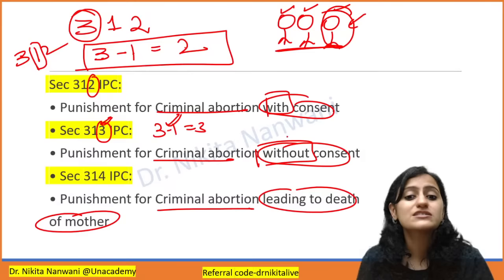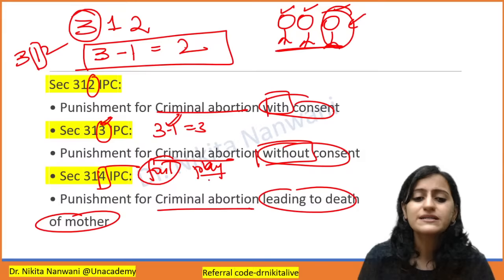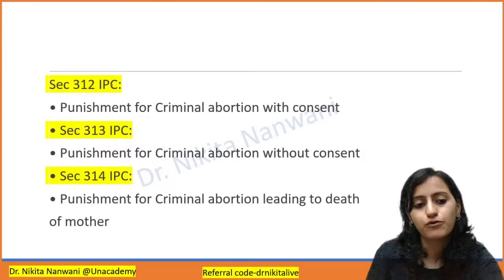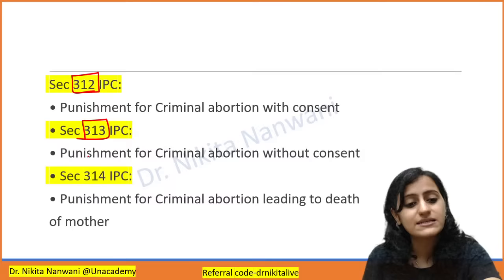And 3, 1, 4, 4 is we said foul play kuch hua. So during the criminal abortion, if there's a foul play leading to the death of the mother, that is your 3, 1, 4. Okay. So remember 3, 1, 2 is with consent. 3, 1, 3 without consent. 3, 1, 4 is a foul play where the mother dies. Okay, where the mother dies.